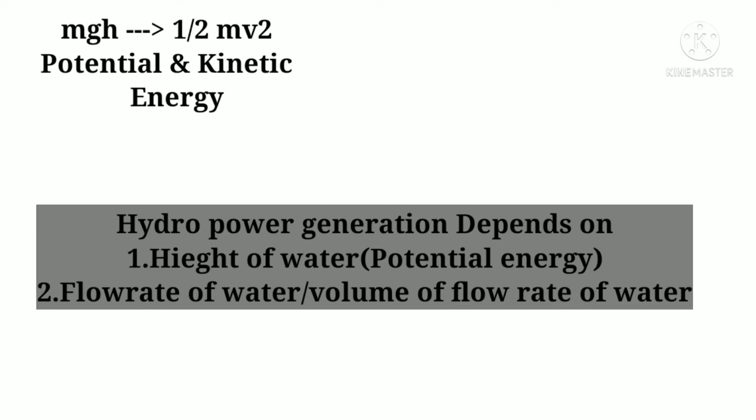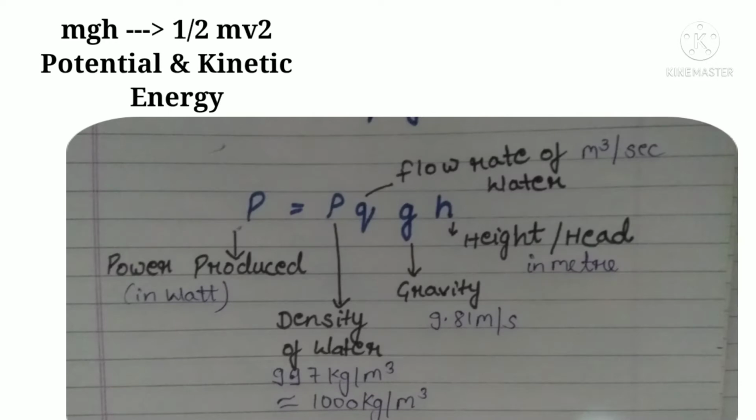So here we got that there are two types of energy which are involved in the hydroelectric power generation. The potential energy of water is used to generate the electricity. So the total power which could be generated from water in hydroelectric power plant due to its height is given by P is equal to rho Q G H. Here rho is the density of water, G is the gravity, Q is the flow rate of water and H is the height of water measured.